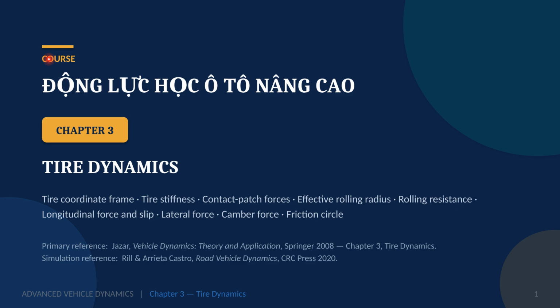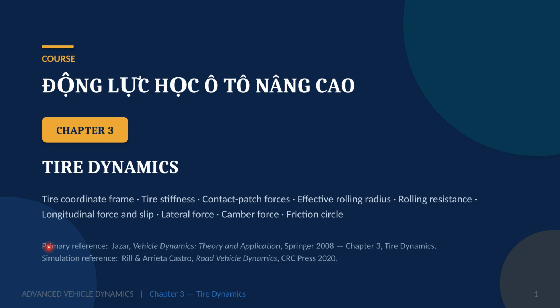Welcome to Chapter 3 of Advanced Vehicle Dynamics, Tire Dynamics. The tire is the only part of the car that touches the road, so every acceleration, braking, and cornering command must pass through the tire contact patch. This chapter works through the tire coordinate frame, tire stiffness, the forces in the contact patch, the effective rolling radius, rolling resistance, longitudinal force and slip, lateral force, camber force, and finally the friction circle.